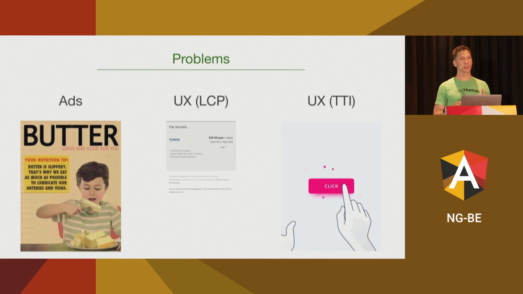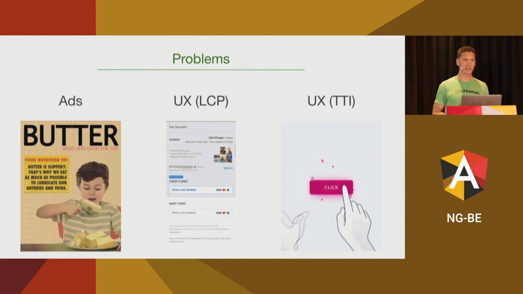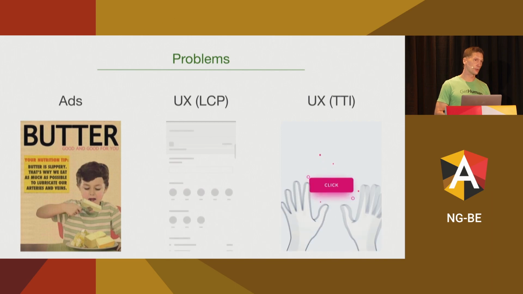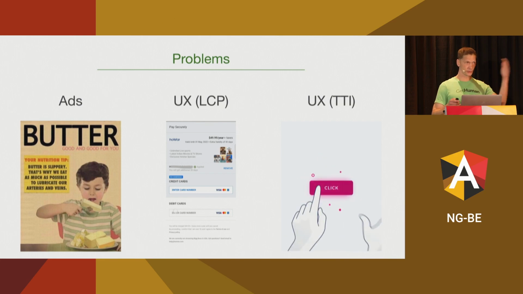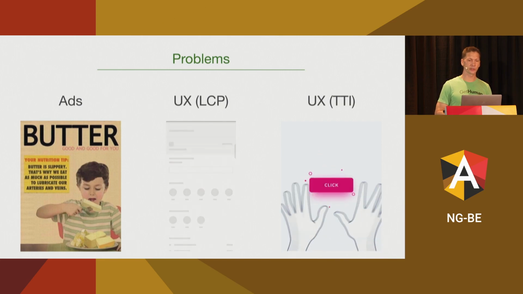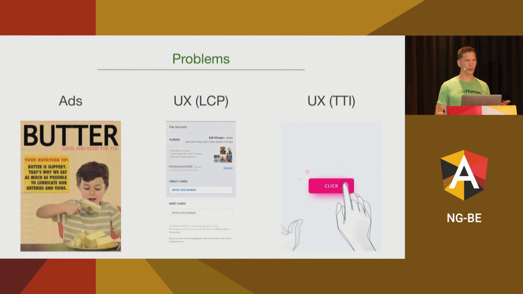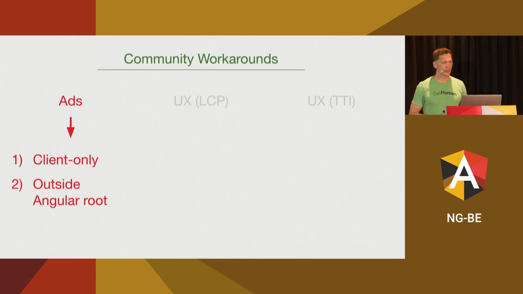Fortunately, users in the comments of the feature request started adding all sorts of really interesting workarounds, nothing that fully solved the problems, nothing to the solution of the non-destructive hydration that we're going to talk about, but some stuff that helps. So for ads, for example, if you just have it client only, and just have a blank on the server, or if on the server side it's outside the Angular root, either of those options will avoid an ad network violation. But these both do have other downsides, so they're not perfect.